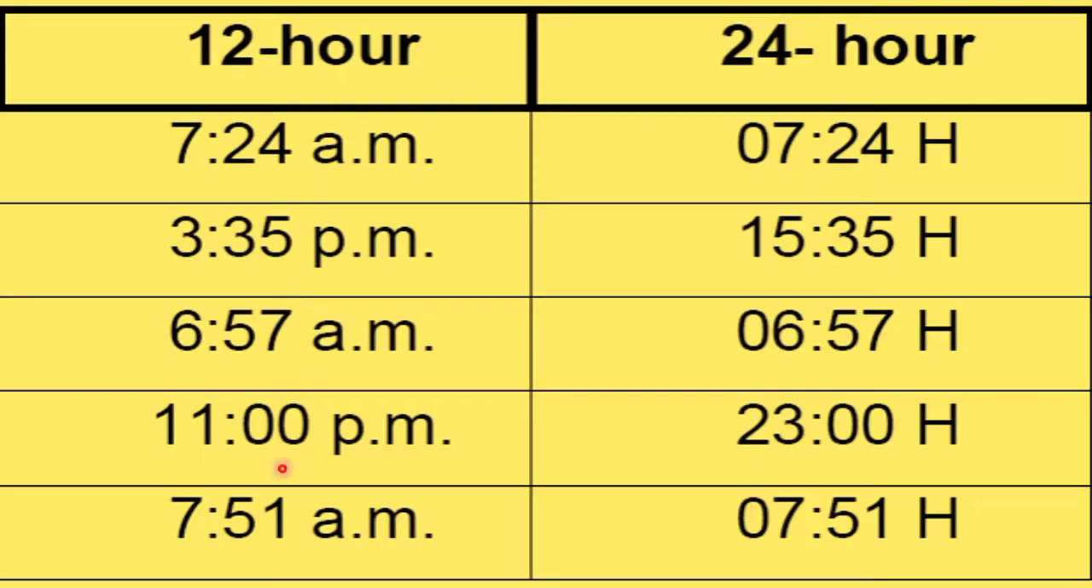So, tandaan nyo lang, kapag AM, kapag pwede kang mag-subtract ng 12, mag-subtract ka. Kapag hindi pwedeng mag-subtract ng 12, copy as it is mo lang and then mag-add ka lang ng 0 sa unahan. And when it comes to PM, kapag pwedeng mag-add ng 12, mag-add ka ng 12 and then lagyan mo lang siya ng letter H dun sa dulo to indicate that the time is in 24-hour clock format.